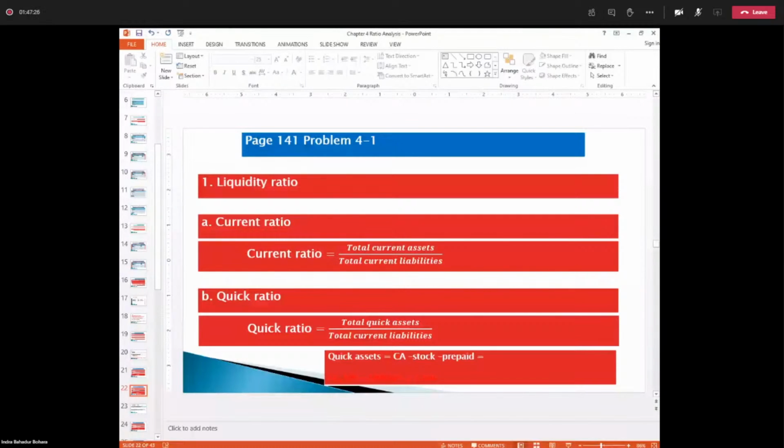Quick assets: total current assets minus stock minus prepaid. Total current assets include stock and prepaid. Therefore, to find out quick assets, stock and prepaid should be deducted from the total current assets.